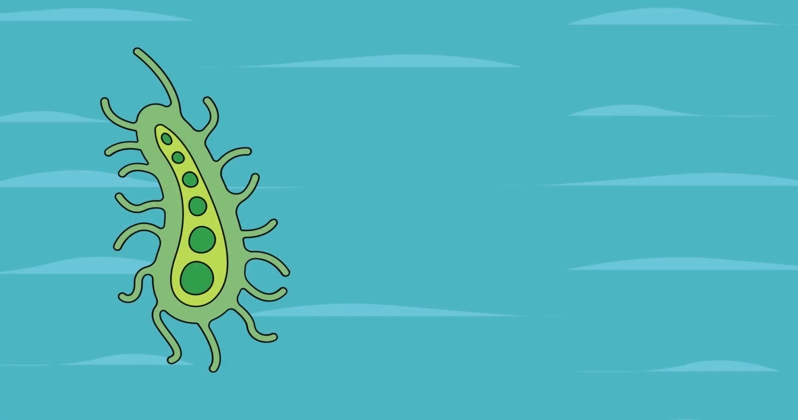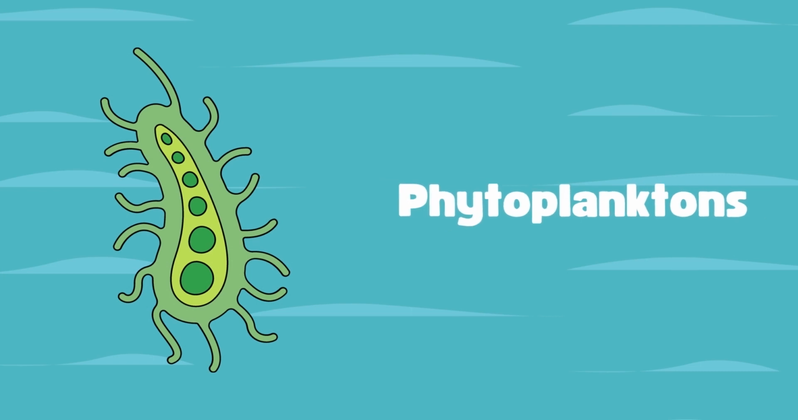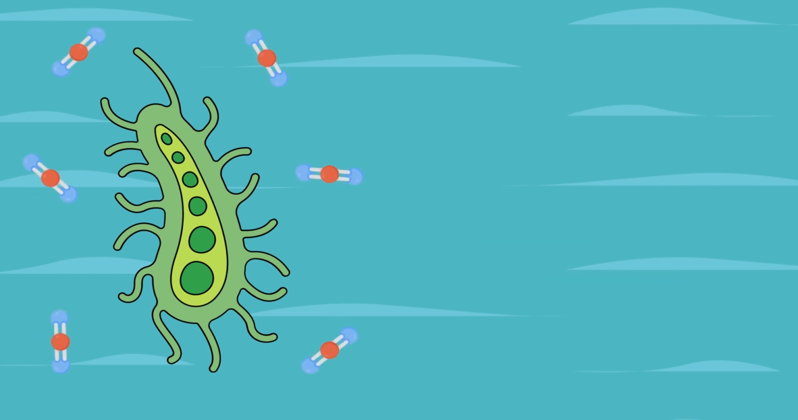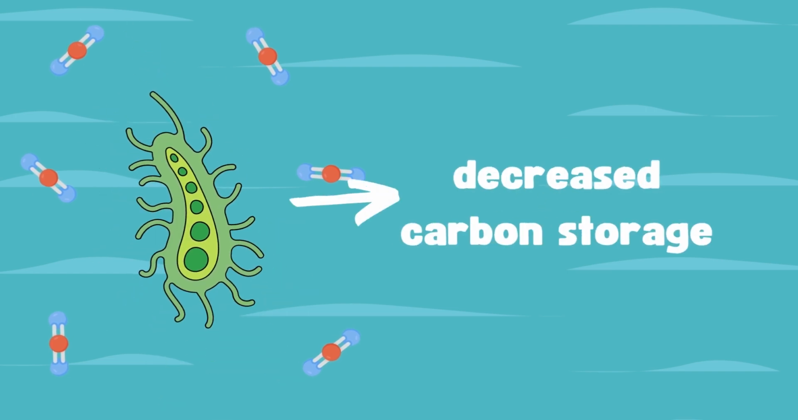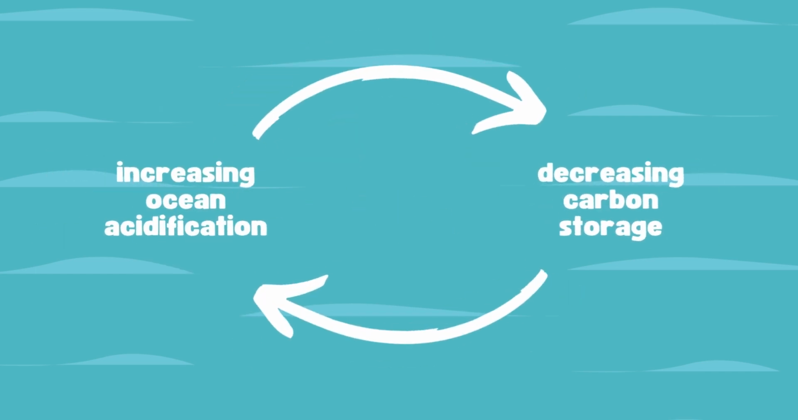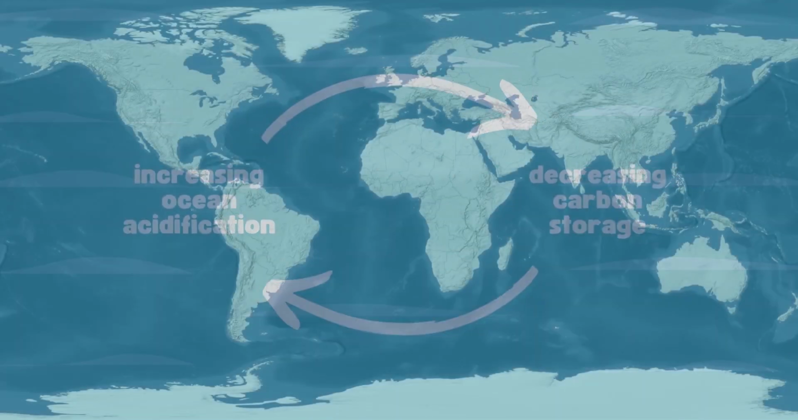Finally, ocean acidification has also been shown to have negative effects on phytoplanktons. Phytoplanktons are the foundation of the whole marine ecosystem. A study found that increased seawater acidity reduced Antarctic phytoplankton's ability to build strong cell walls, making them smaller and less effective at storing carbon. With the rapid rise of ocean acidification, we could see this effect worsen before the end of the century.